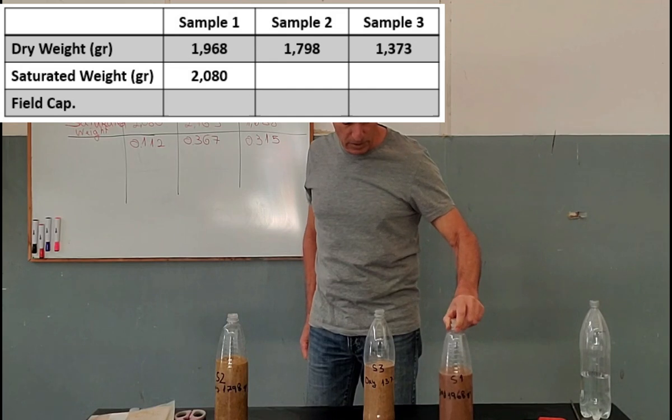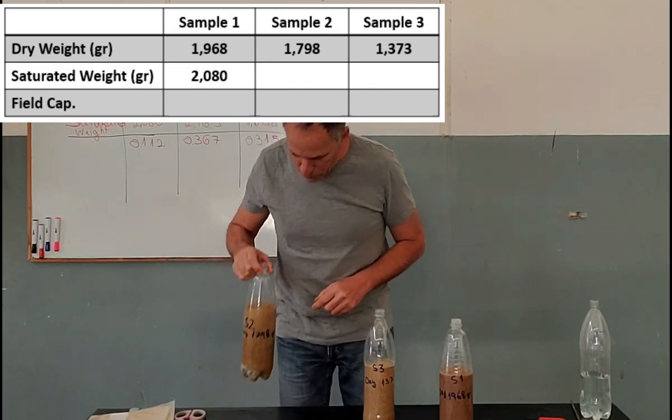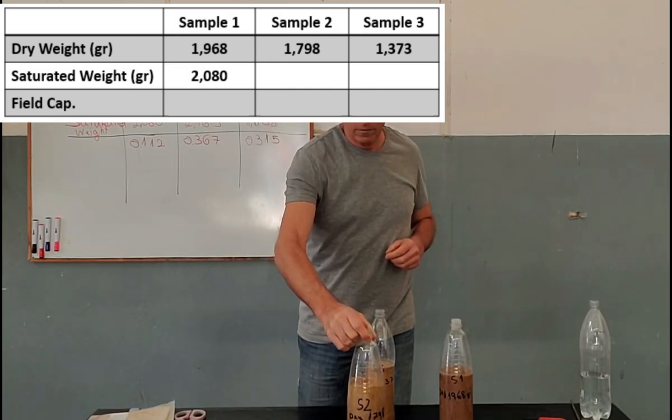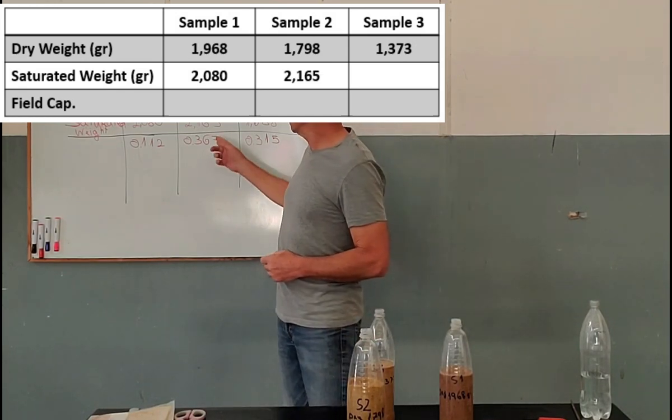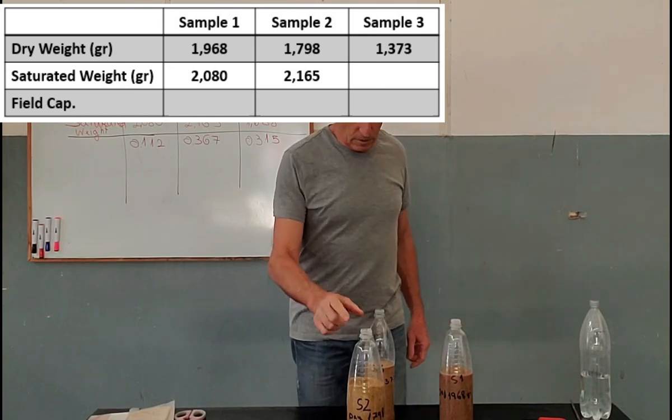Weigh the samples one by one and write the results either on the whiteboard or on the bottle itself. Write it still in grams. Later on we will do the calculation.